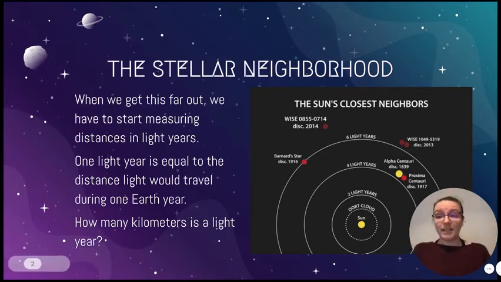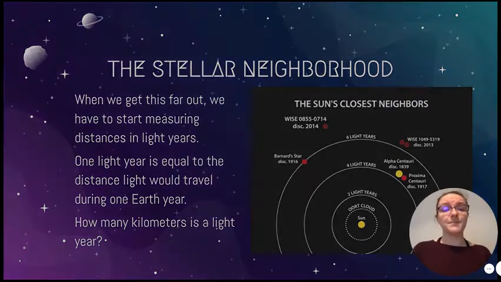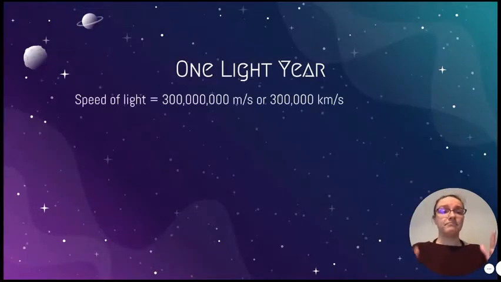But that's a kind of nebulous, weird term, so we need to think about how many kilometers is 1 light year. The speed of light is about 300,000 kilometers per second. We are in a science class, so we're going to use kilometers. If you prefer miles, then go ahead and pull up a kilometers to miles converter on your phone. I'm going to be talking in kilometers.